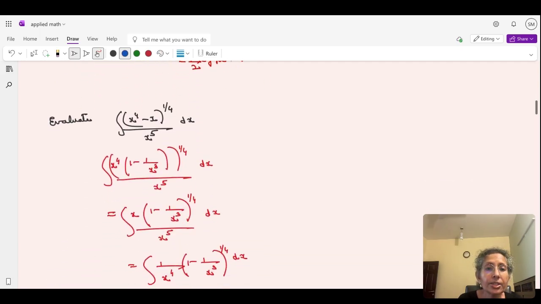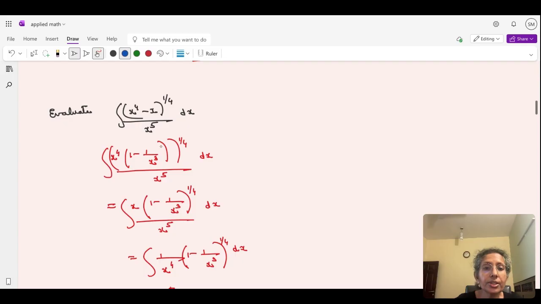Evaluate integral x raised to 4 minus x, the whole raised to 1 by 4, by x raised to 5 dx. So this is slightly tricky. You take out x raised to 4. So what will this become? X raised to 4 into 1 minus 1 by x cubed, the whole raised to 1 by 4 by x raised to 5 dx. Now removing the fourth power, this becomes integral x by 1 minus 1 by x cubed raised to 1 by 4 by x raised to 5 dx.